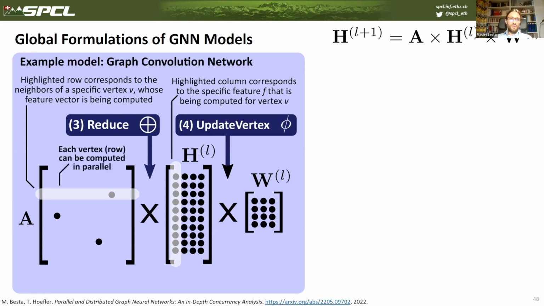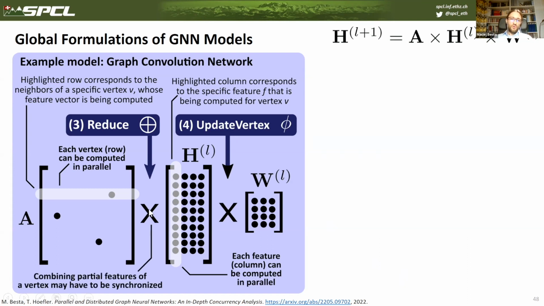Right. And now, in terms of parallelization, we can process each of these rows in parallel. So we can consider these rows of the adjacency matrix in parallel, which really corresponds to considering different vertices in the local formulation in parallel. At the same time, we can also consider each of these columns in parallel, which would correspond to parallelizing across the feature dimension, processing different features in parallel.